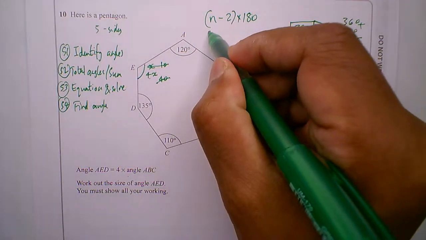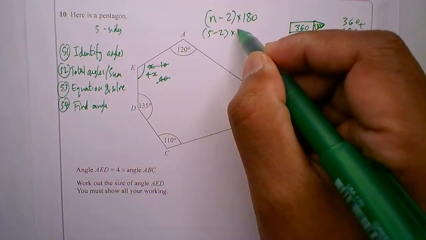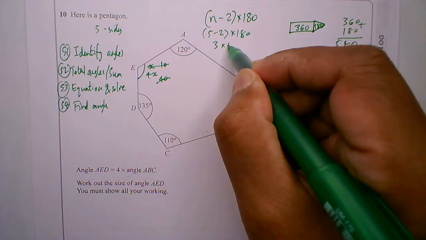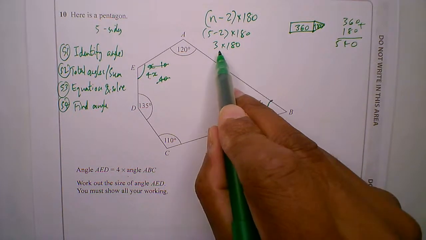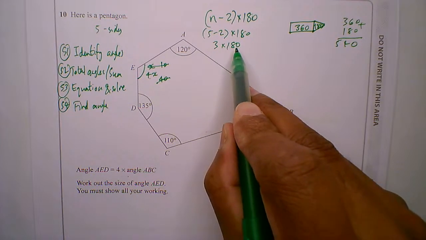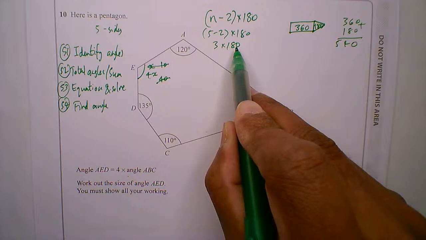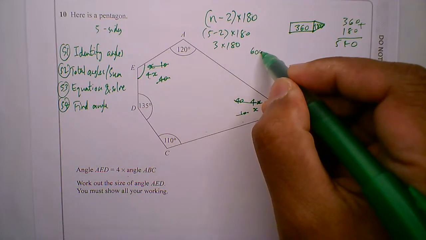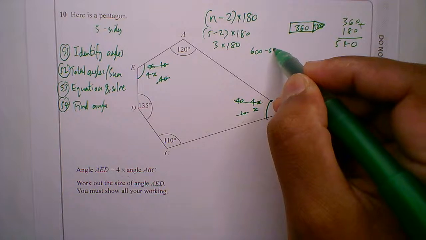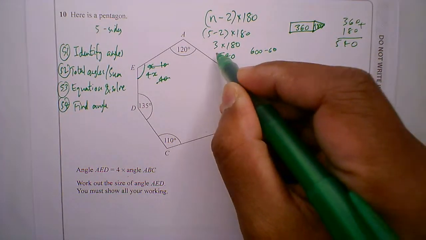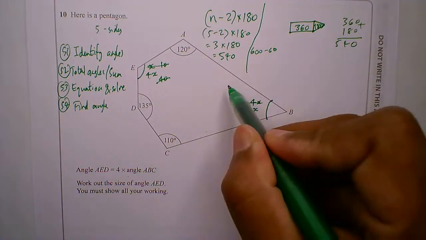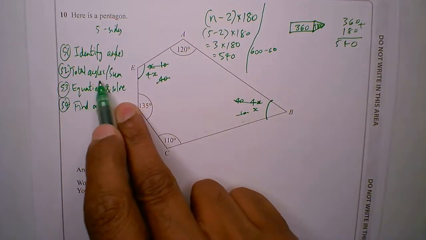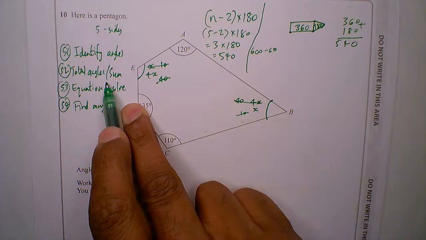Or you use the formula, which is 5 take away 2 times 180. That's 3 times 180. 180 is close to 200. 200 times 3 is 600. Then we've added 20 three times, so take that away. So 20, 40, 60. 600 take away 60 gives you 540. So that's either of these ways you get your total number. So that's 540. So I've got my total angles, or my sum.